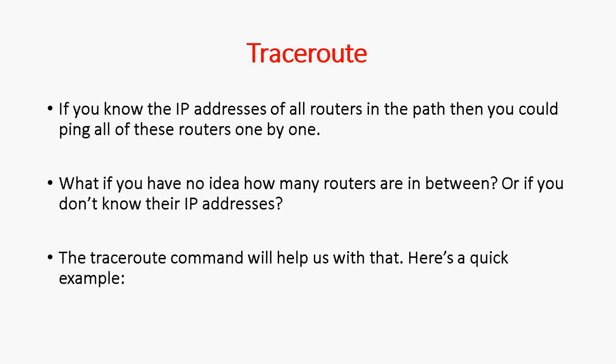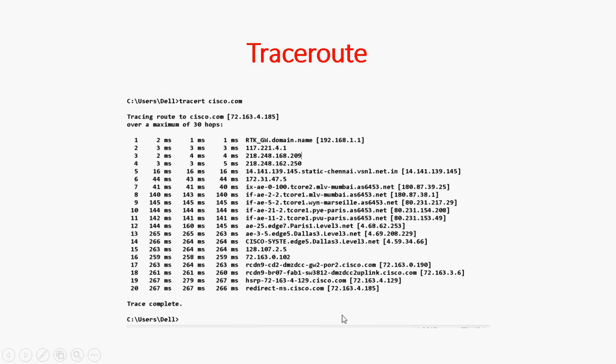What if you have no idea how many routers are in between, or you don't know the IP addresses? For example, if you don't know how many routers are between PC1 and PC2 and you also don't know the IP addresses, how can we troubleshoot? Traceroute, as I discussed in the previous slide, will help us with that. Here's a quick example.